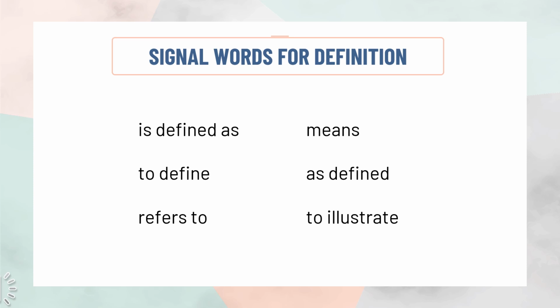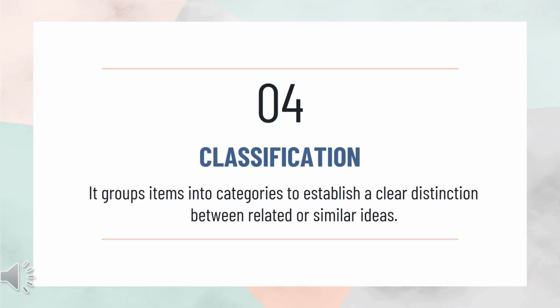Here are the signal words for definition. You can use the following. We have is defined as, to define, refers to, means, as defined, and to illustrate. So you can use the following signal words for definition if ever that you're going to give meaning on a certain word. Number 4, we have classification.